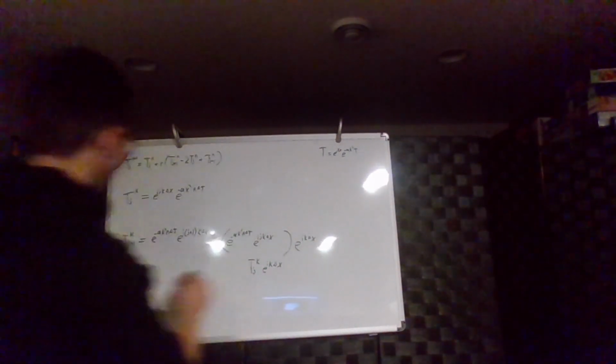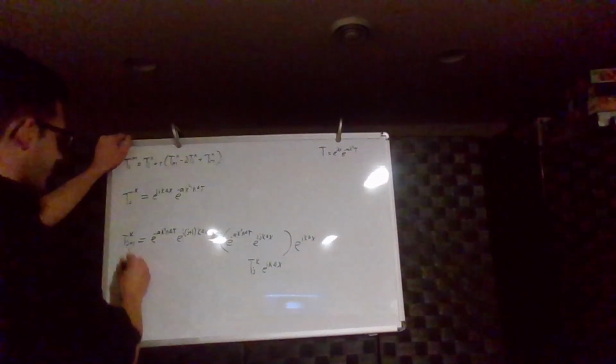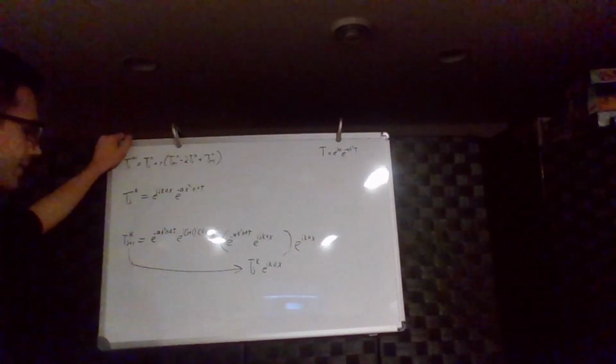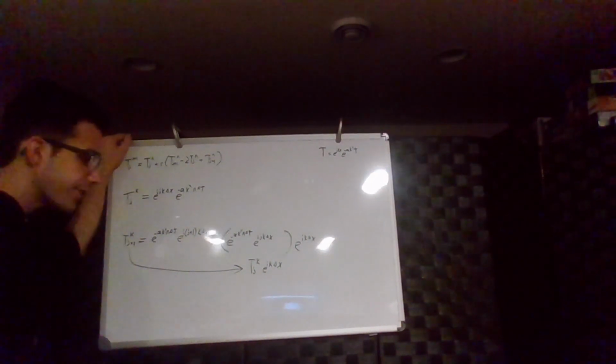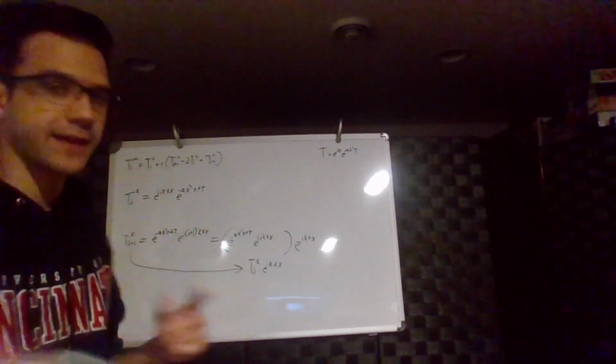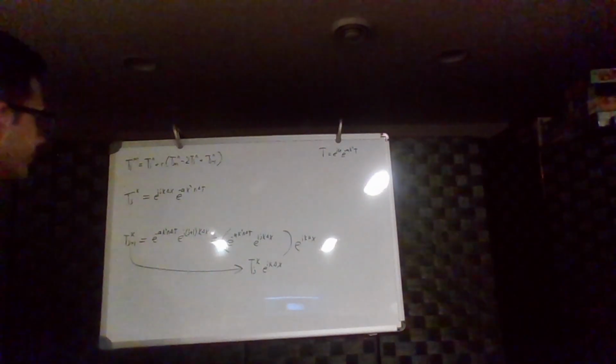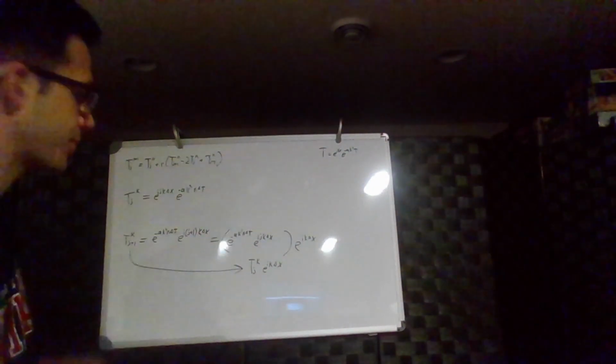Right, and so that's what this is going to equal right here. Our Tj plus 1 to the k is just going to be our Tj to the k again, times e to the i k delta x this time. Let's go ahead and sub that into our top equation up here.